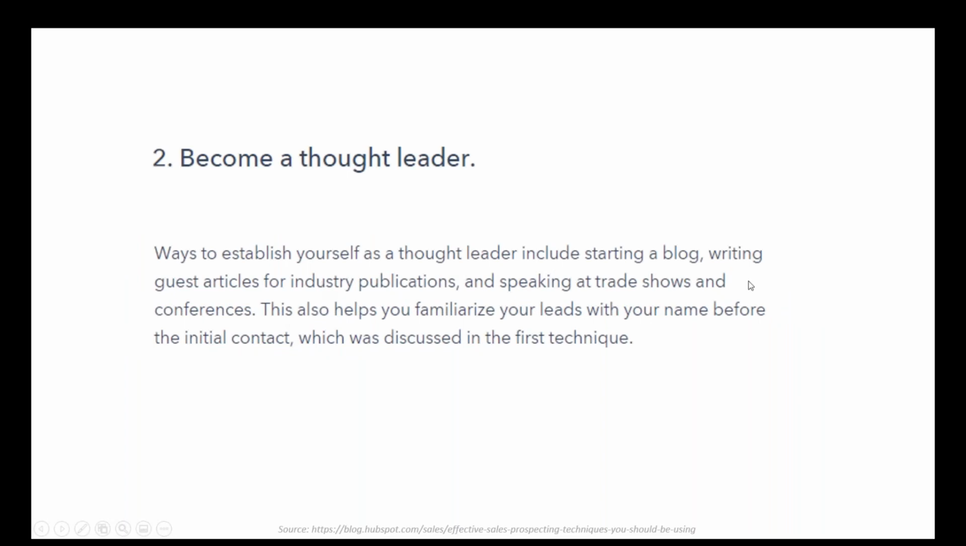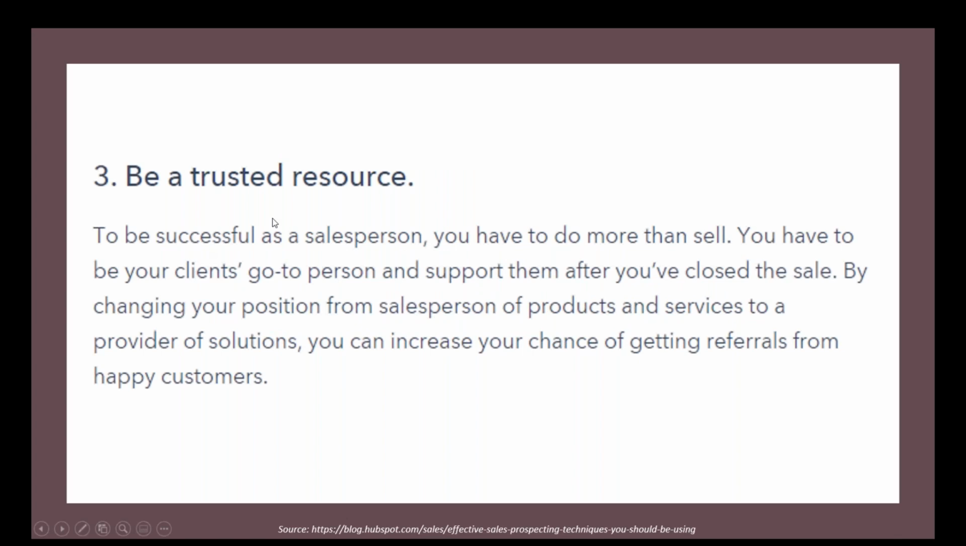Become a thought leader. Ways to establish yourself as a thought leader include start a blog, write guest articles for industry publications, speak at trade shows and conferences. This helps you familiarize your leads with your name before the initial contact, which is discussed in the first technique. Be a trusted resource. To be successful as a salesperson, you have to do more than sell. You have to be your client's go-to person. Support them after you've closed a sale. By changing your position from salesperson of products and services to provider of solutions, you can increase your chance of getting referrals from happy customers.